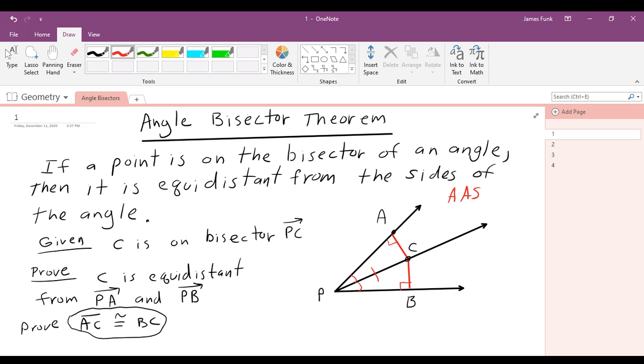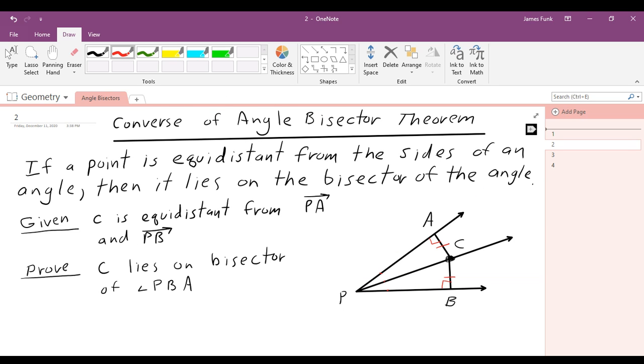So now we know that AC right here has got to be congruent to BC by CPCTC. So remember, that stands for corresponding parts of congruent triangles are congruent. So we proved then that point C, since we knew it was on the bisector of the angle, is equidistant from the sides of the angle. And we'll go through a problem with that in a bit.